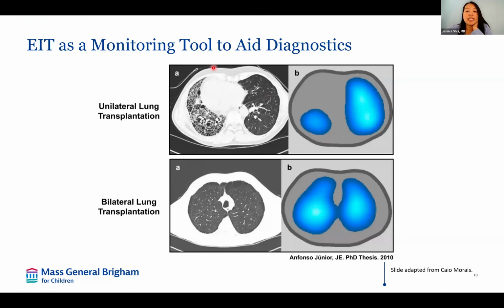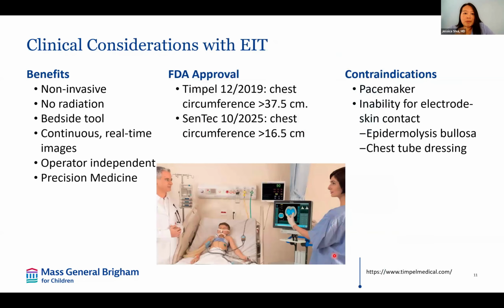It can also potentially comment on function. For example, on the CT scan of this adult who has a very diseased right lung, you get all the architecture, but you don't know what areas are potentially participating in gas exchange. EIT can help show where those areas are. And then this is what the patient looked like after the transplantation.